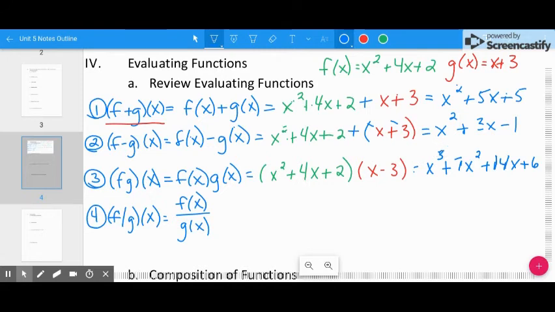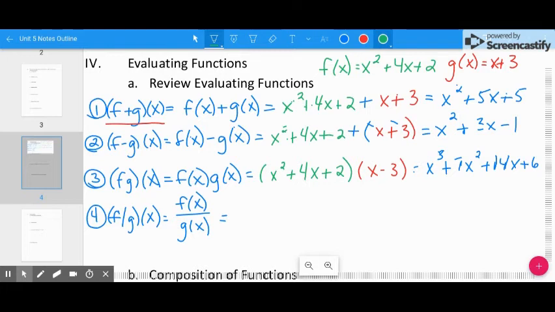All right, and if you've tuned back in, your final answer should be x cubed plus 7x squared plus 14x plus 6. And lastly on this one, we'll show you division. So in this case, f of x is the top function. They could be switching the direction of all of these. So if you can add it, f of x plus g of x, you can subtract f of x minus g of x.